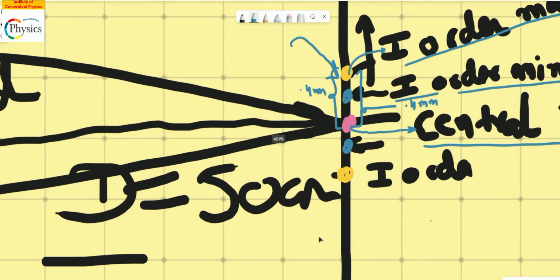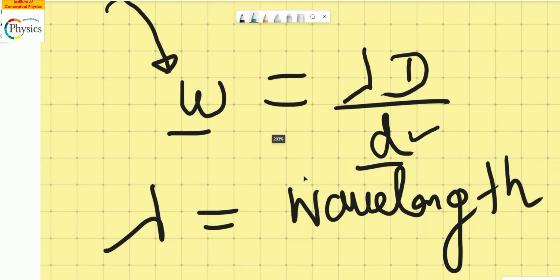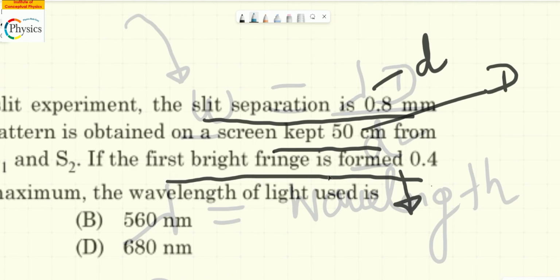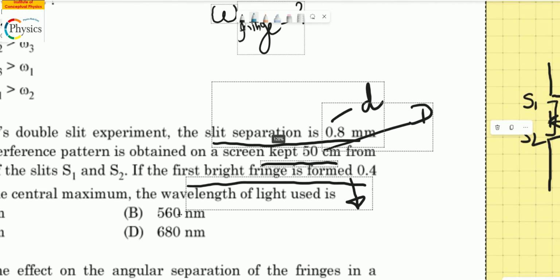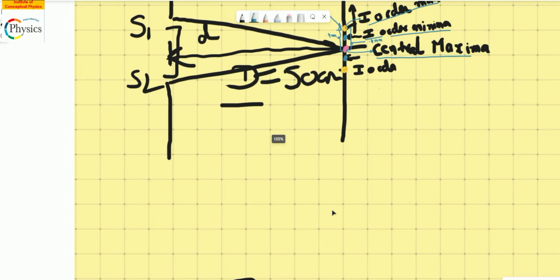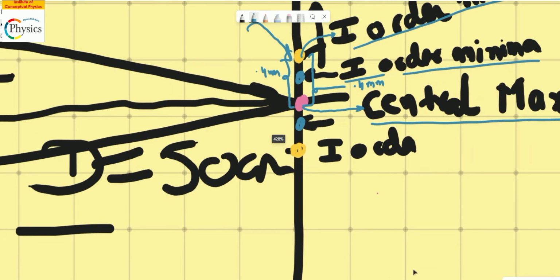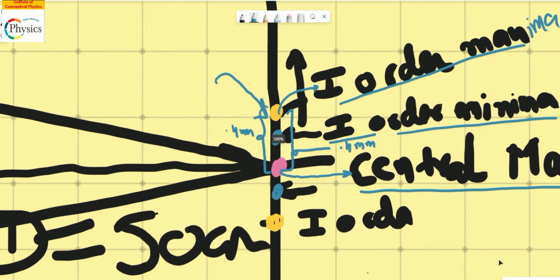So much information has been provided to you. What are you supposed to calculate? Let's see what is to be found out. You need to find out what is the wavelength of the light which is being used. So what is the question? Find the wavelength. In terms of what? In terms of the position of the first order maxima. So you know your first order maxima is where? The first order maxima is this place.